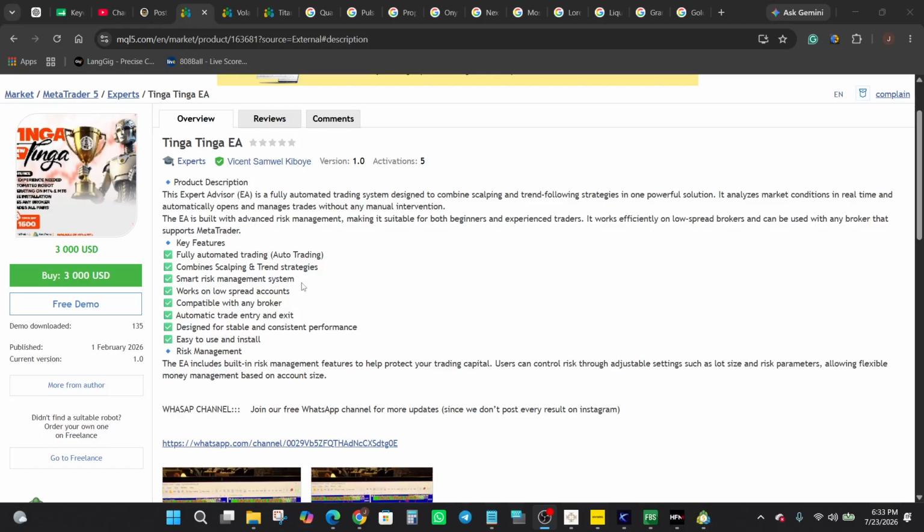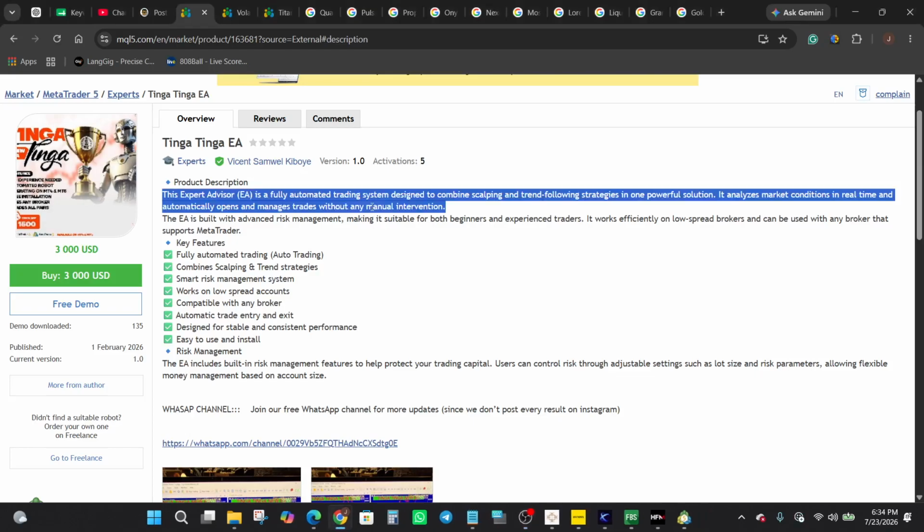Tinga Tinga EA is currently listed for 3,000 US dollars, making it one of the more expensive expert advisors available on the MQL5 marketplace. At the time of this review, it is on version 1.0 and has 5 activations. According to the developer, the EA is a fully automated trading system that combines both scalping and trend following strategies. Now, rather than focusing on a single trading style, it is designed to analyze market conditions in real time and automatically manage both trade entries and exits without requiring manual intervention.